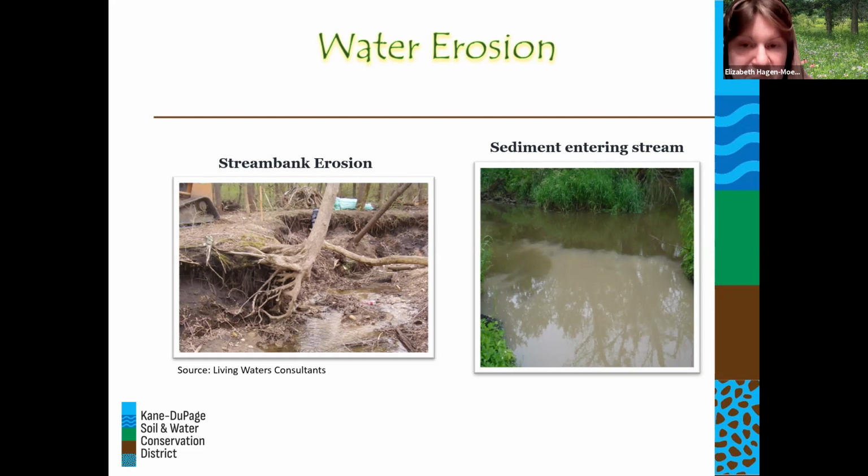The stream was flooded. This one's actually one of our pictures, and it is a local creek, although I can't remember exactly which creek it is. The water looks polluted. The water is muddy. I always call it chocolate milk. It looks like chocolate milk to me. Dirty water.